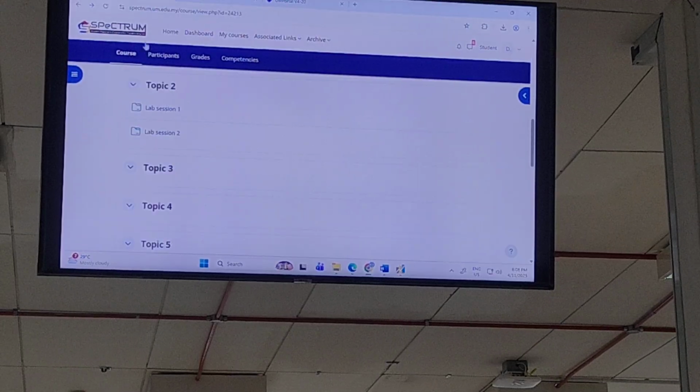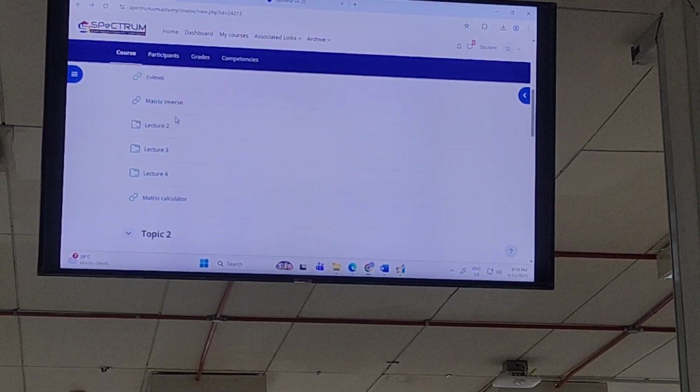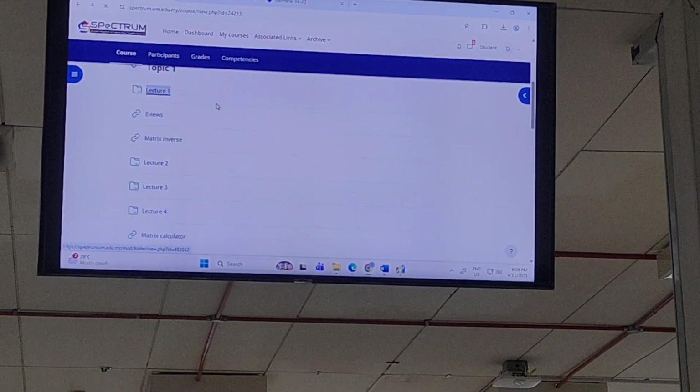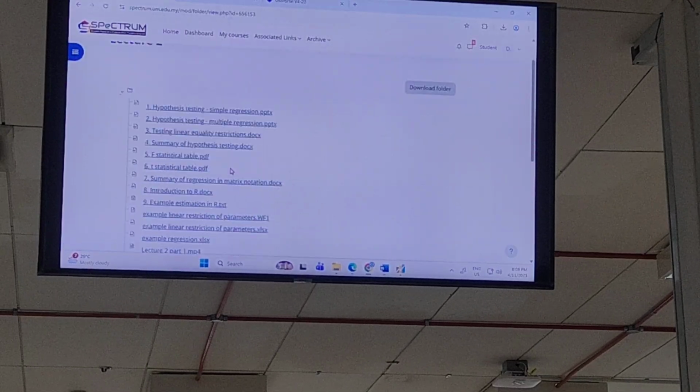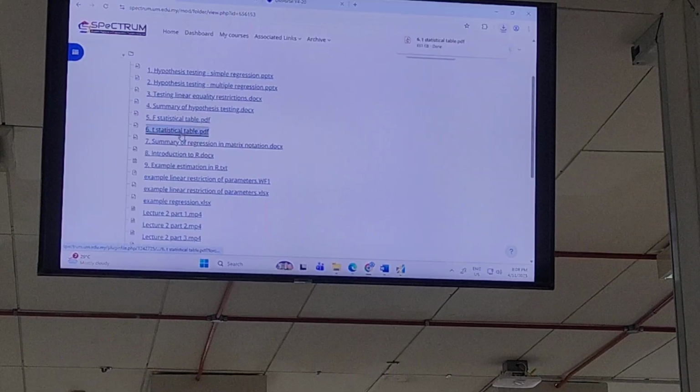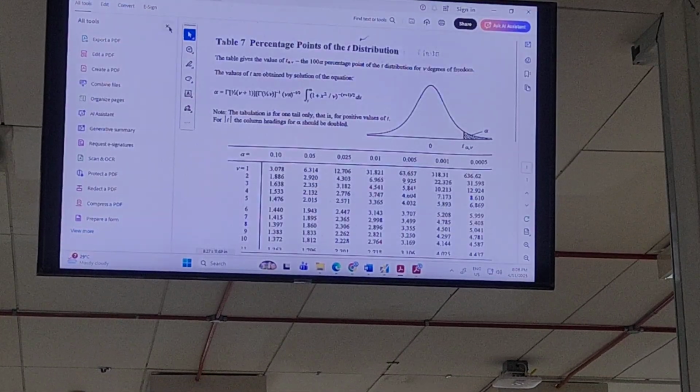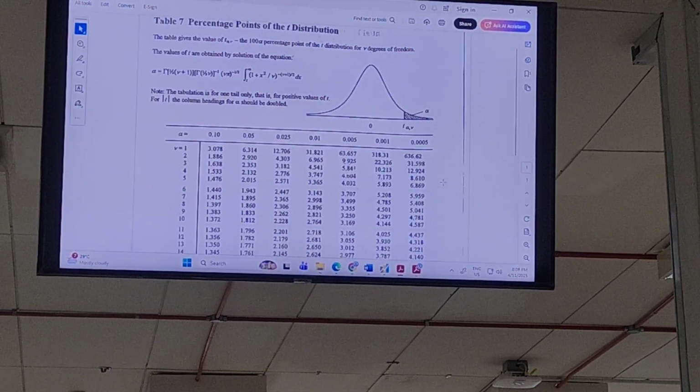The one in which folder I provided? Page 1, 2, T table. So please make sure you know how to find this one.